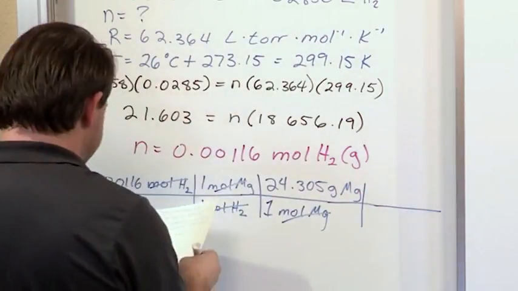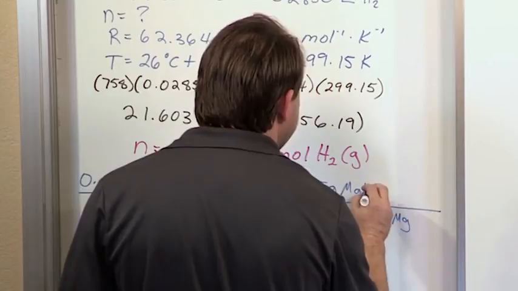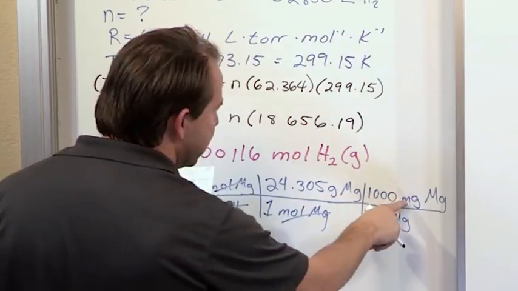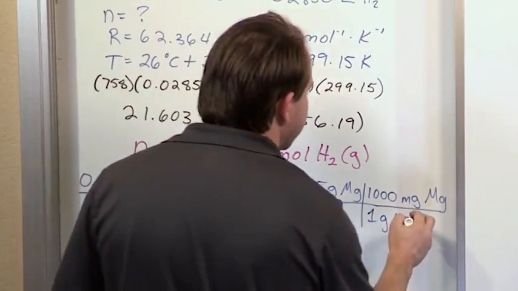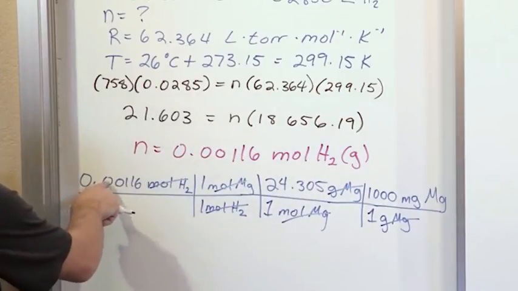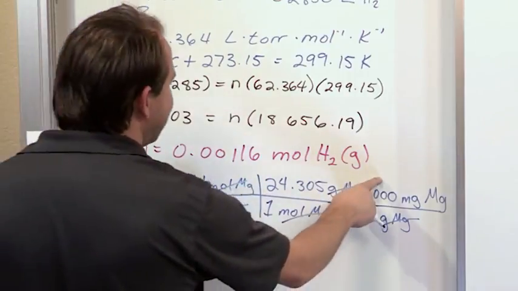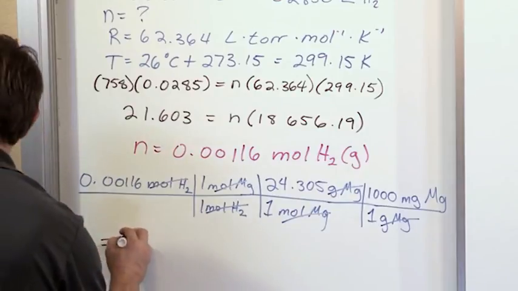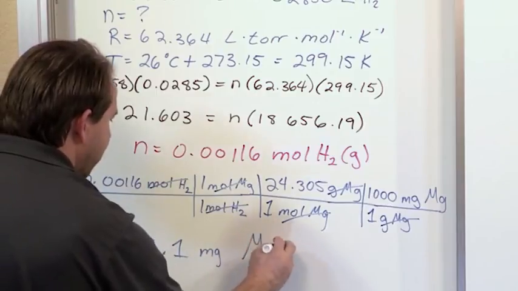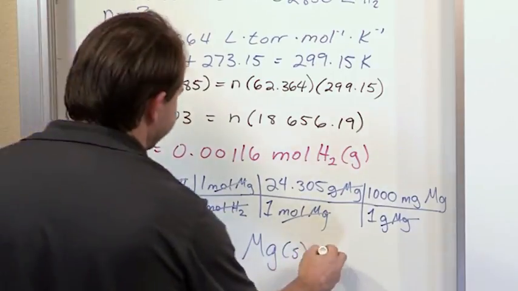We can say that 1 gram of magnesium is 1,000 milligrams of magnesium. Now this looks a little bit weird, milligrams of magnesium, but that's how we're going to do it. So grams cancels with grams. So 0.00116 times 1 divided by 1 times 24.305 divided by 1 times 1,000. What you would get at the end of the day is 28.1, and that's milligrams of magnesium. I'll put an (s) here to remind you that this is magnesium, which is a solid there, and that is the final answer.